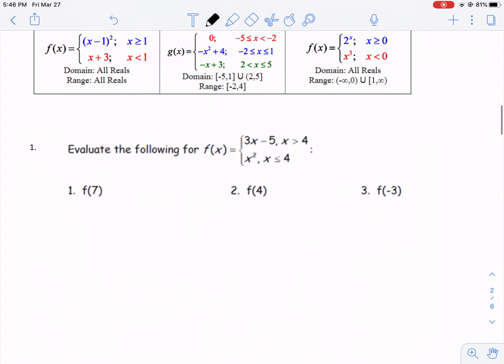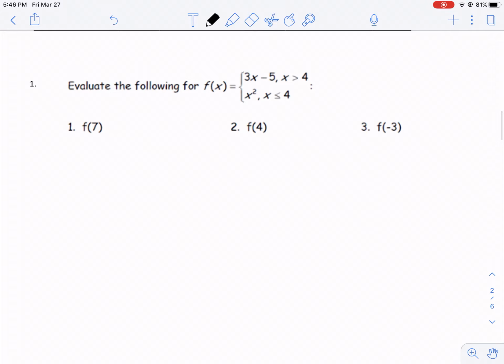Alright, so here are some more examples, and they have them all color-coded, which I think was really cool. We're going to start off by evaluating them, and I think the next lesson is the graphing.